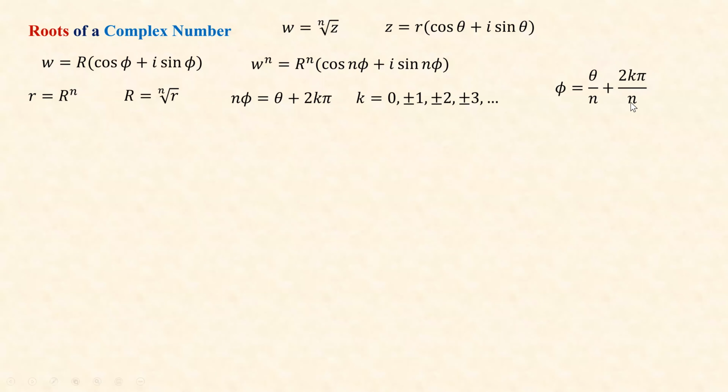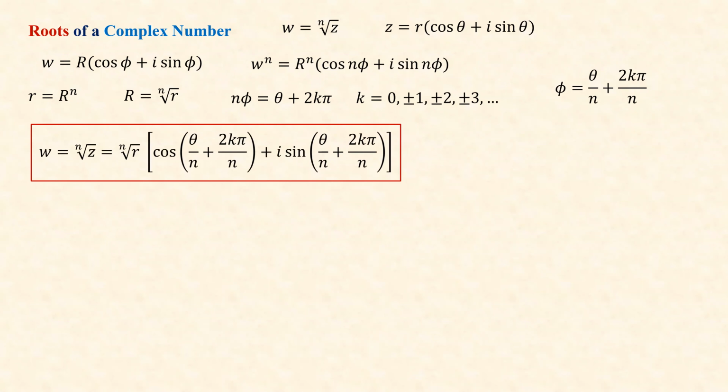So for this formula to work, k should be from 0 to n minus 1, because when k is n, it is the same as when k is 0. All right. So we have n distinct values here. Somebody's microphone is on. Please make sure that your microphones are muted.